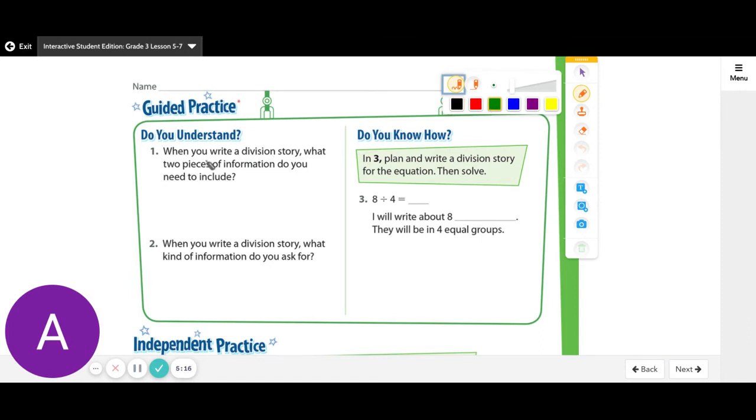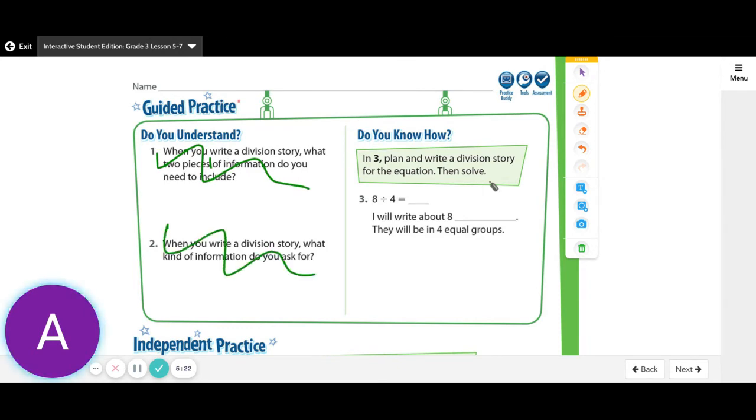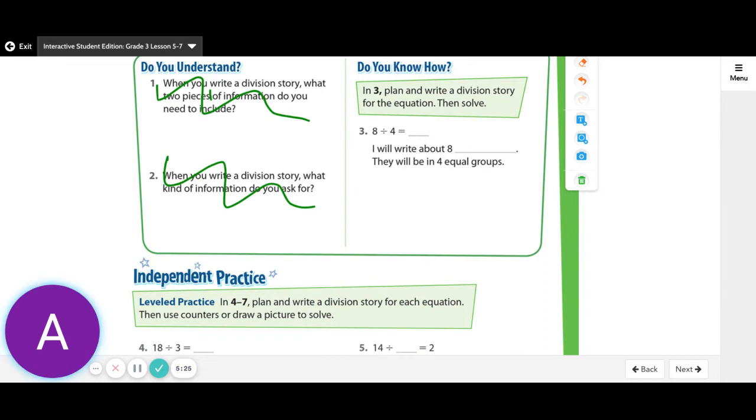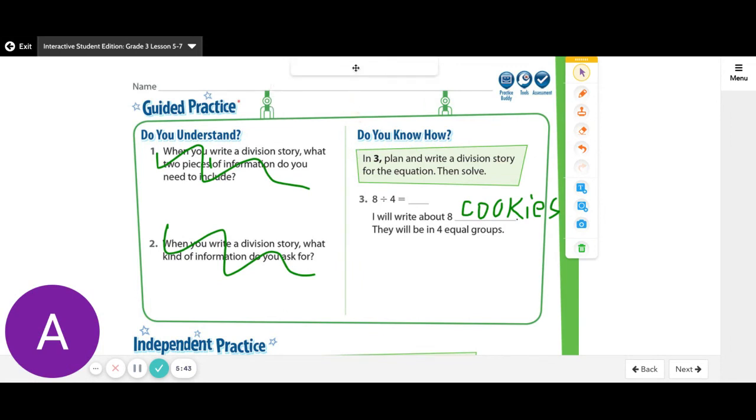I'm going to cross off number 1 and 2 for today. Number 3, write and plan a division story for the equation and solve. So 8 divided by 4, I will write about 8 something, and they will be in 4 equal groups. So maybe we could write about cookies. There will be 8 cookies, and they will be in 4 equal groups. So we could think, I baked 8 cookies. I put them into 4 bags. How many cookies are there in each bag?